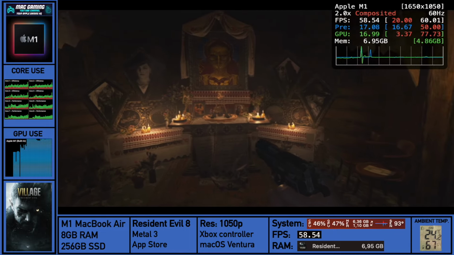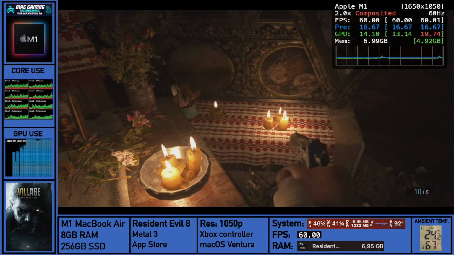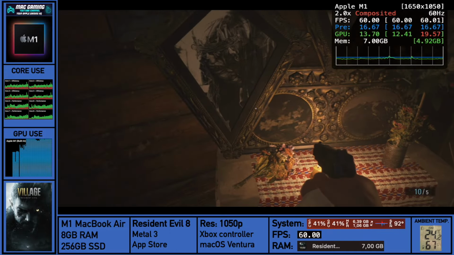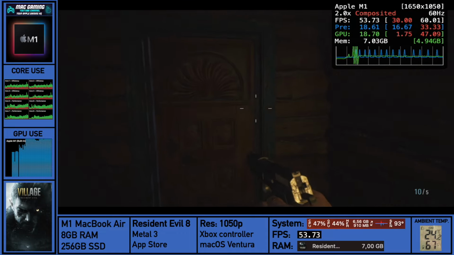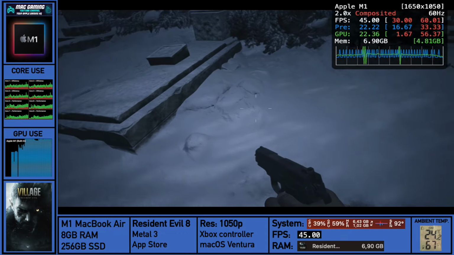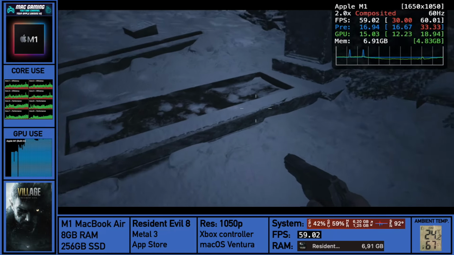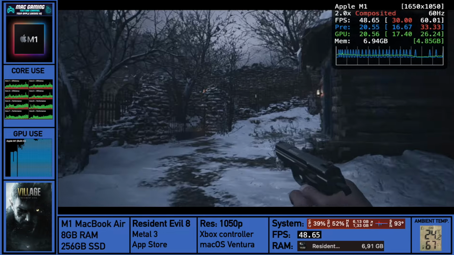You guys can see also how temperatures are just going through the roof. We're seeing here 93, 94, 95 degrees, and that's just way too much for the M1 MacBook Air. It's just going to start spreading heat all over the system. The rest of the components will definitely be affected by it, especially the battery, which will probably shorten its life.